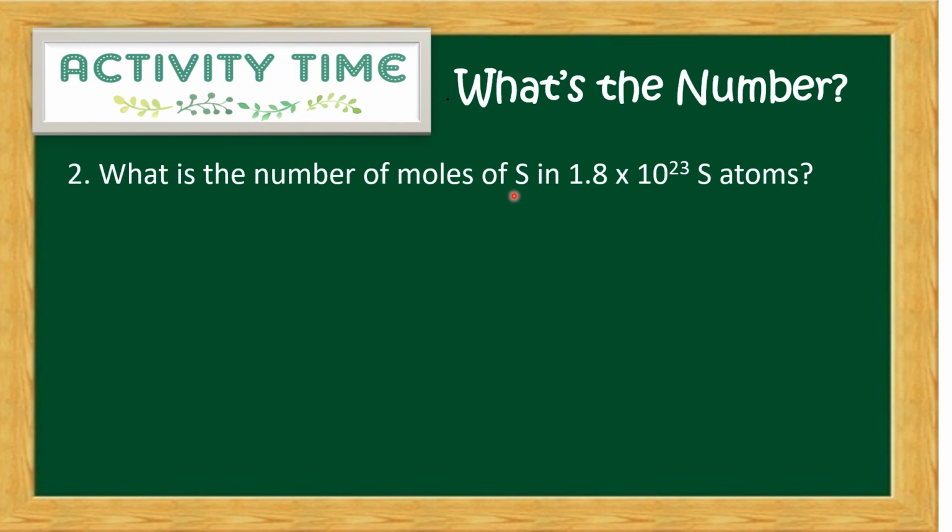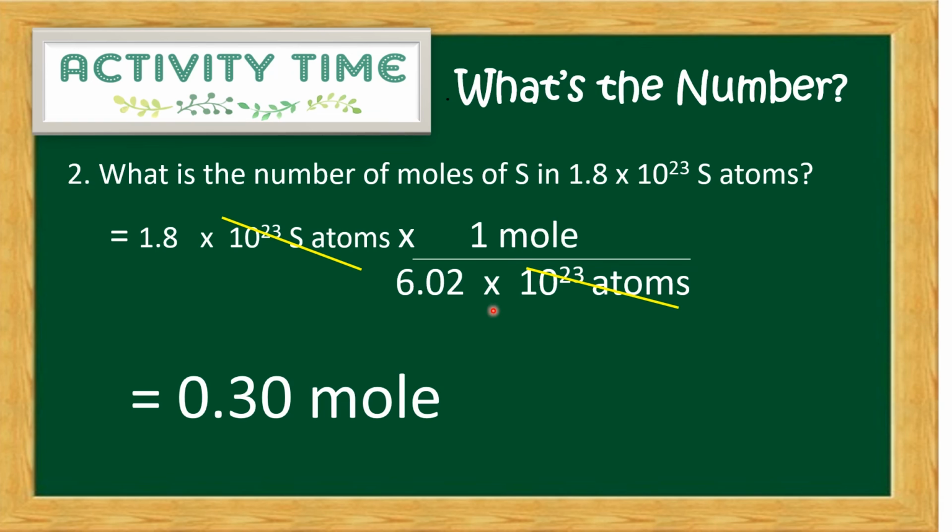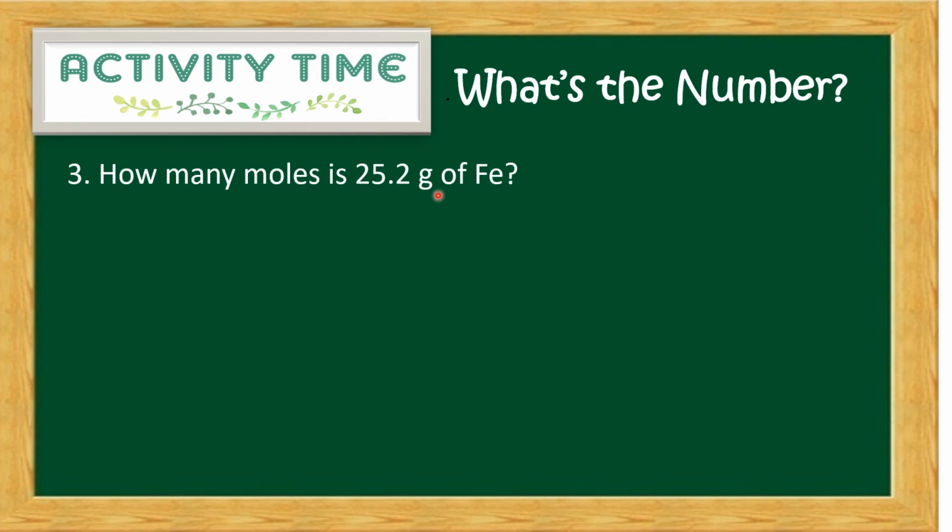For our second problem, what is the number of moles of sulfur in 1.8 times 10 raised to the 23rd power of sulfur atoms? For our solution, again, write your given, multiply it by the conversion factor, cancel out common units, and then multiply 1.8 with 1 mole. And the answer is 1.8 divided by 6.02, the answer would be 0.30 mole.